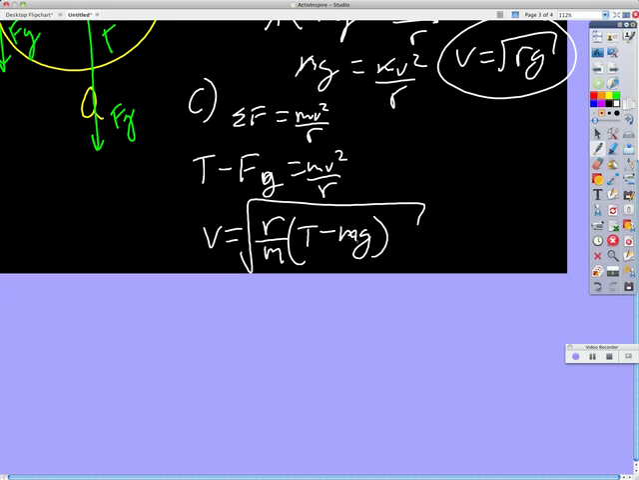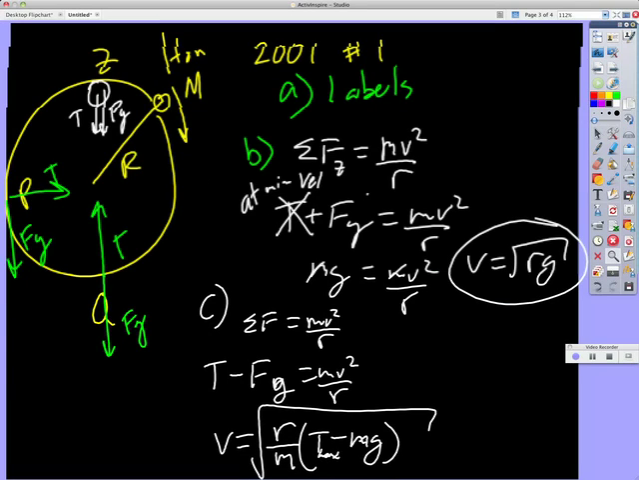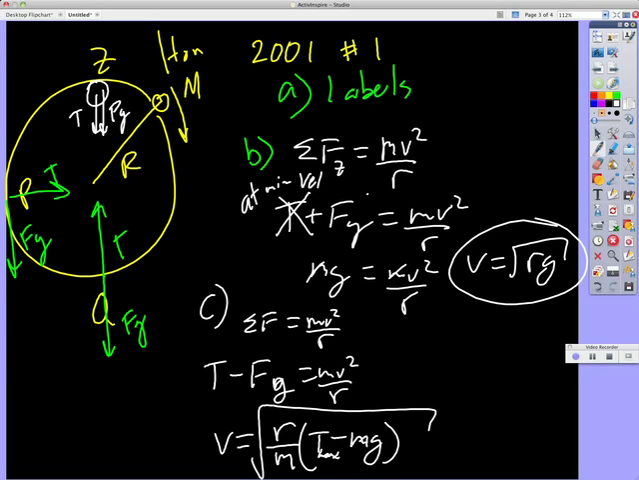Then D, suppose the string breaks. Describe the motion of the ball immediately afterwards. Understand circular motion. Point P is going to be A. This is going to be B. This is going to be C. And this is going to be D. If the string breaks right here at point P, which way does the ball move? A, B, C, or D?